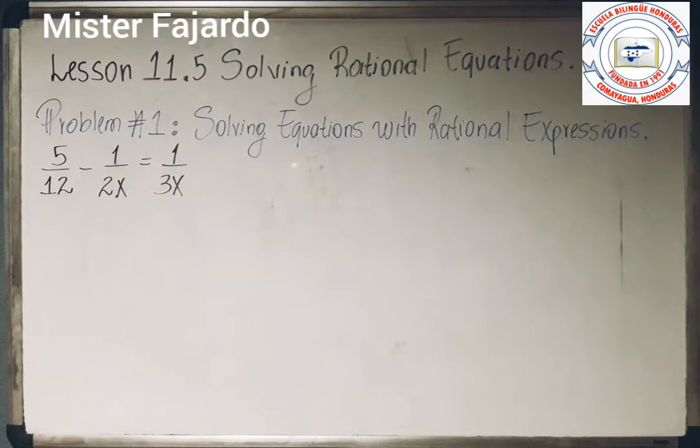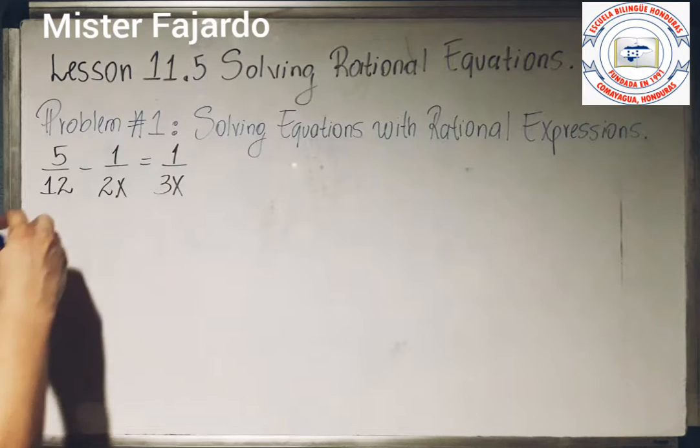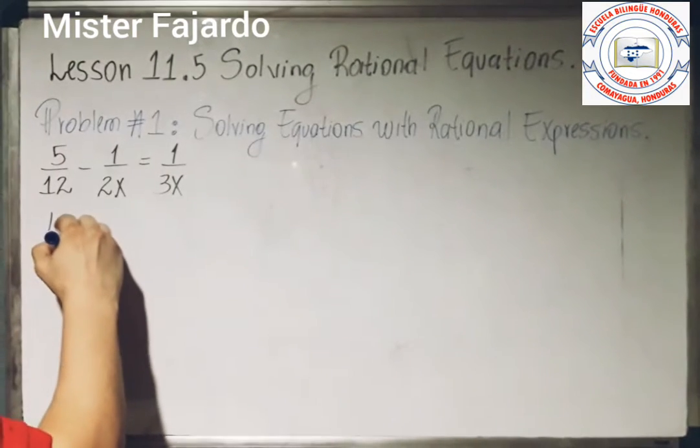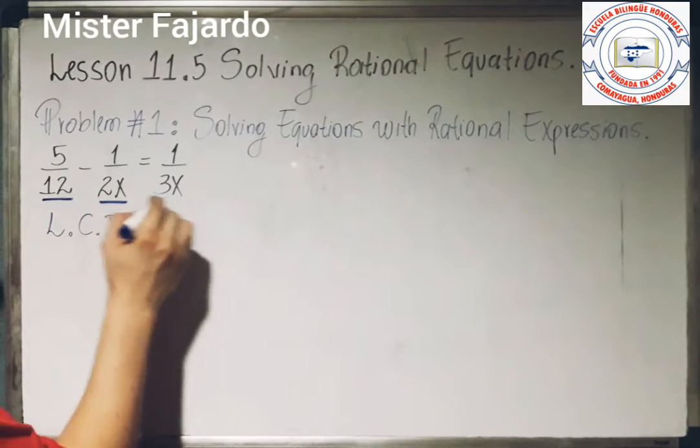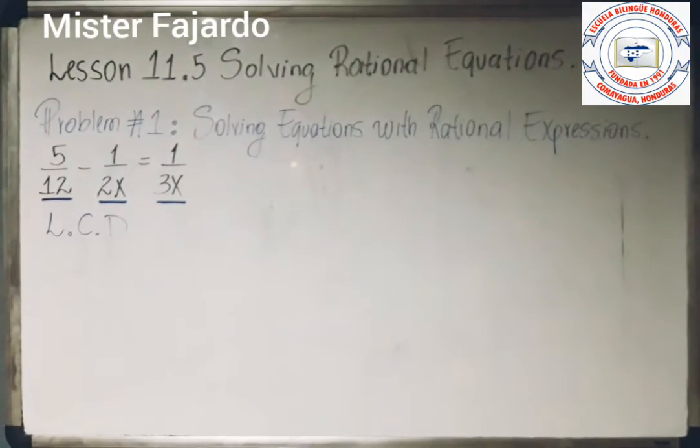You have fractions, okay? What we need to do first to solve that kind of exercise is find, in this case, the least common denominator. We are going to find the least common denominator with these three terms that we have here, okay? That means that you need to select what is going to be the common denominator.